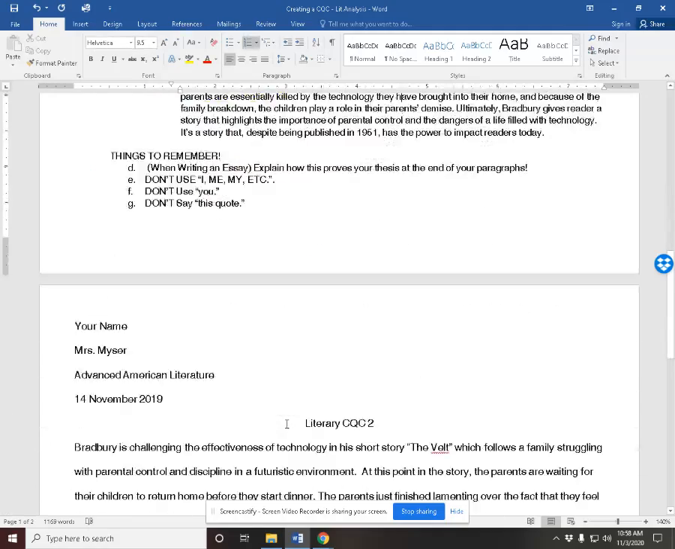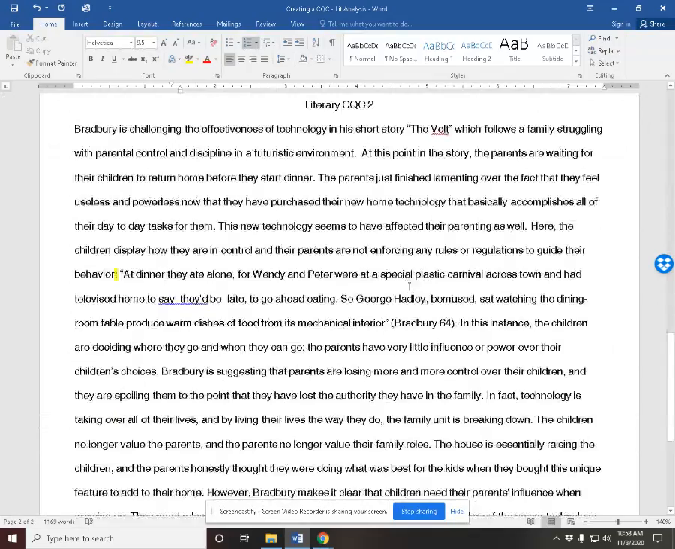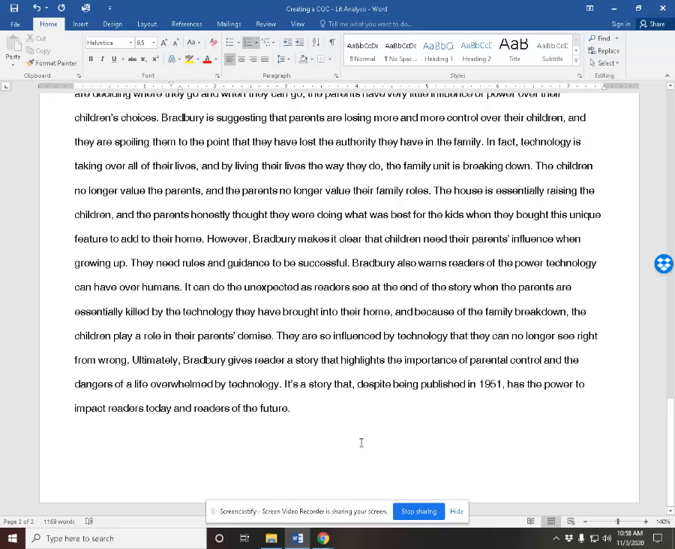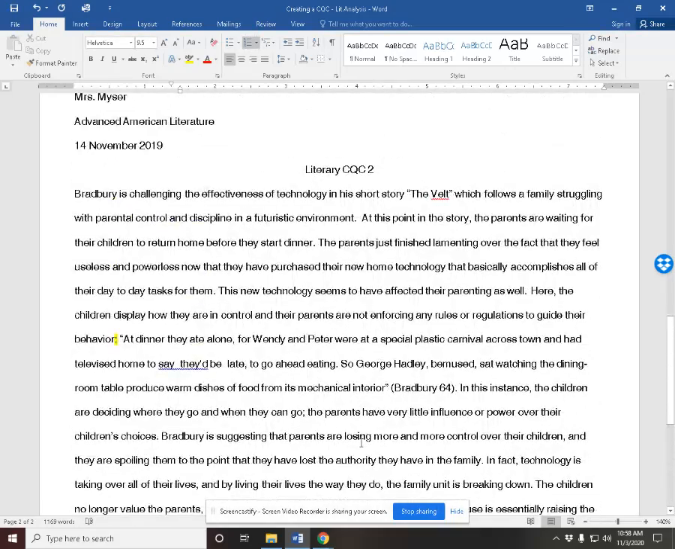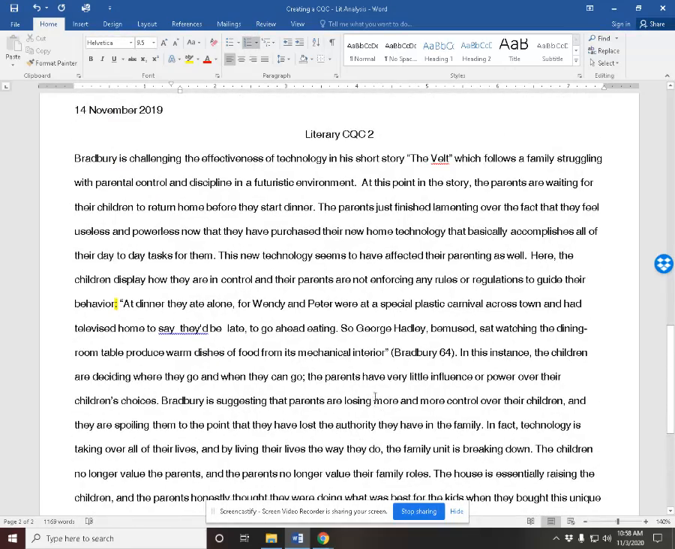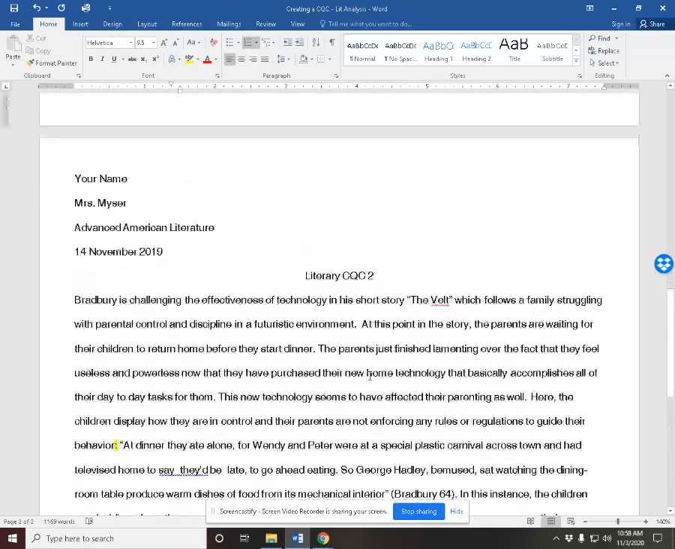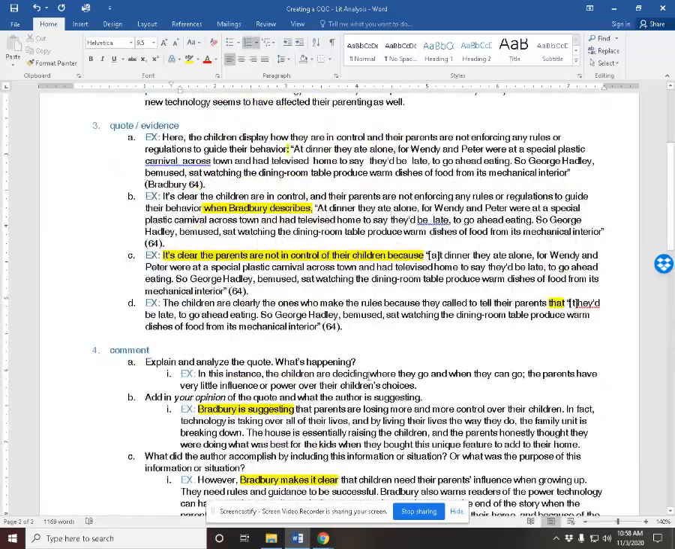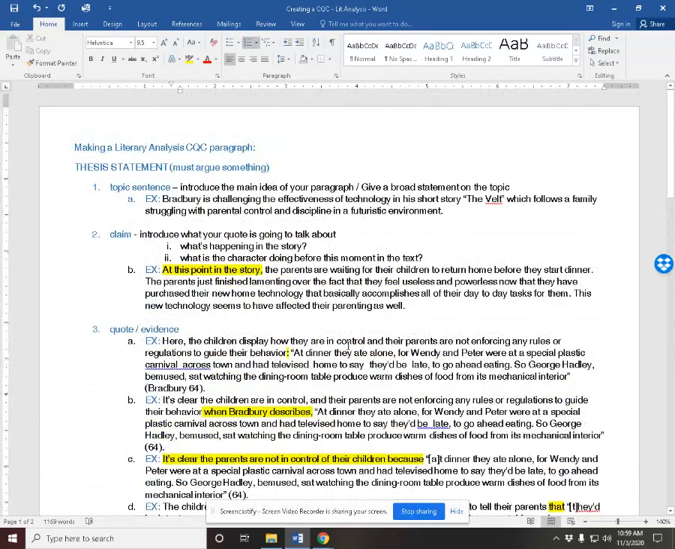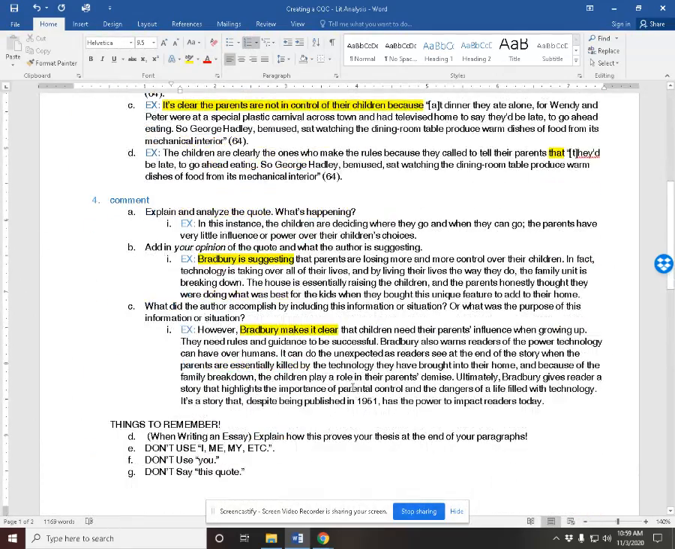So when you scroll down, you're going to see the whole CQC put together, and I definitely encourage you to read that so you get a sense of how this flows. Notice that I have my in-text citation here, so don't forget to do that, and make sure you're following these steps in order to get this literary CQC laid out appropriately, and we'll keep practicing this throughout the year.